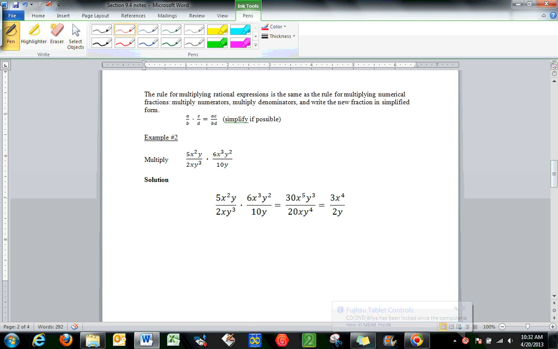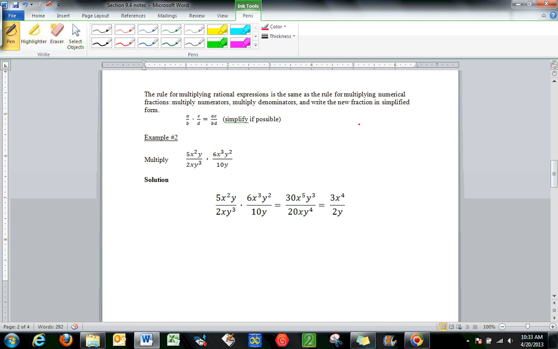For our next lesson with rational expressions, we're going to take a look at what we need to do to simplify a rational expression when we're multiplying two separate rational expressions together. Now, this is basically the same as multiplying any set of fractions together. You're simply going to multiply the numerators, multiply the denominators, and then simplify from there.